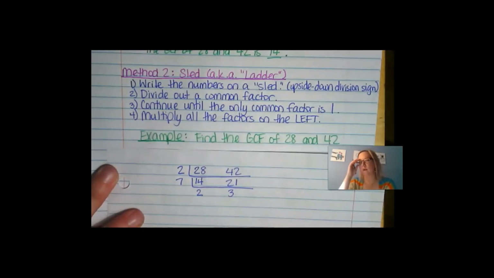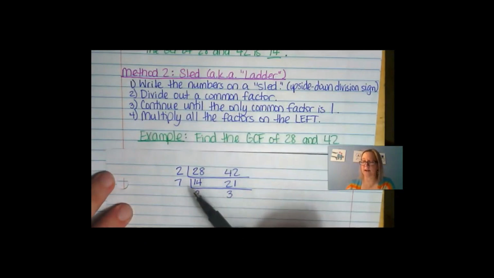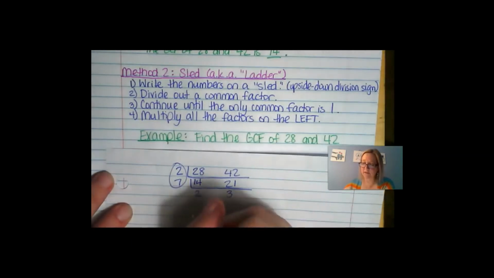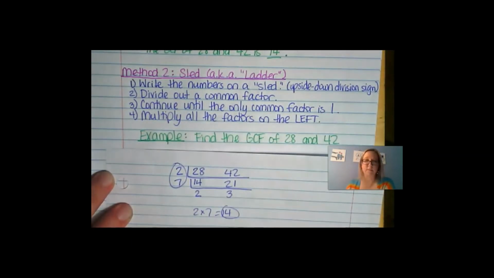So I can't go any further, because if I divide out 1, I could sit there and do that all day long. It's not going to change what I have here. So once my only common factor is 1, I'm going to multiply all the factors that I have on the left. On the left of the sled here, I had 2 and 7. 2 times 7 is 14. So that is my GCF of 28 and 42.